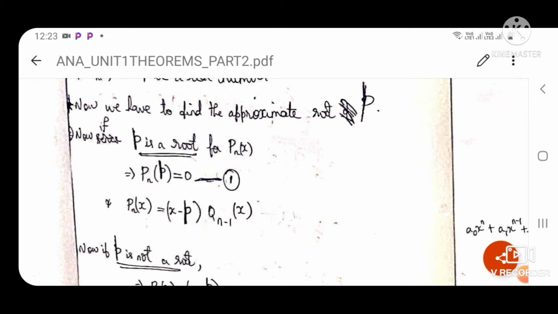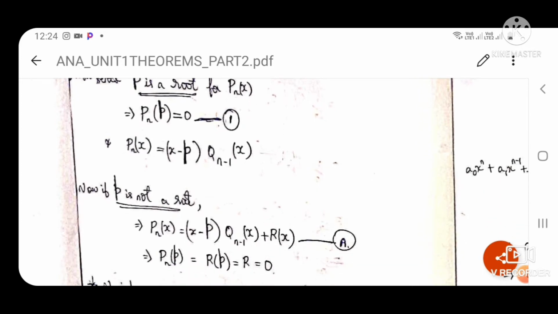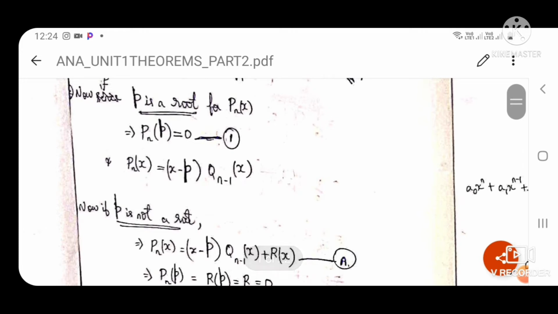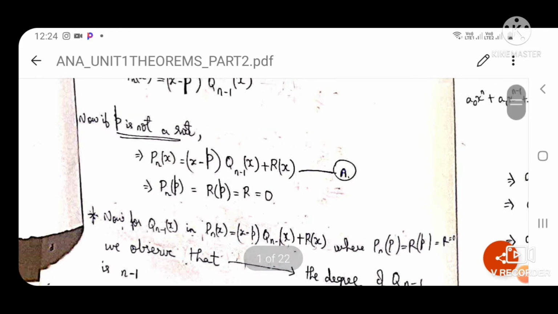Now, in the first case, if p is a root for the polynomial Pn of x, then Pn of p equals 0, which gives you equation 1, and Pn of x equals x minus p into Qn minus 1 of x. This basically happens only when the small p is a root for the polynomial Pn of x. Otherwise, we get Pn of x to be of the form x minus p into Qn minus 1 of x plus r, where Pn of p will be equal to r of p.